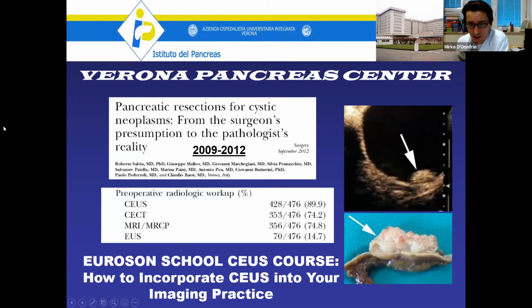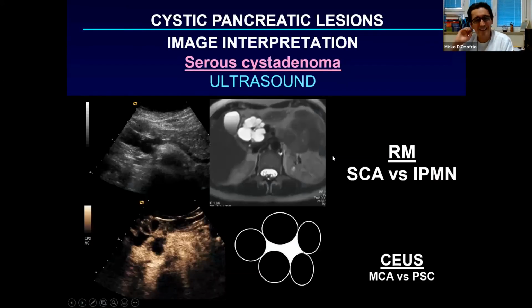Look at these results. This is a surgical paper from my university, and you can see that in our pancreatic center, in the preoperative workup, the first examination that surgeons ask for, for detection and confirmation of a cystic tumor, is contrast ultrasound in my department.